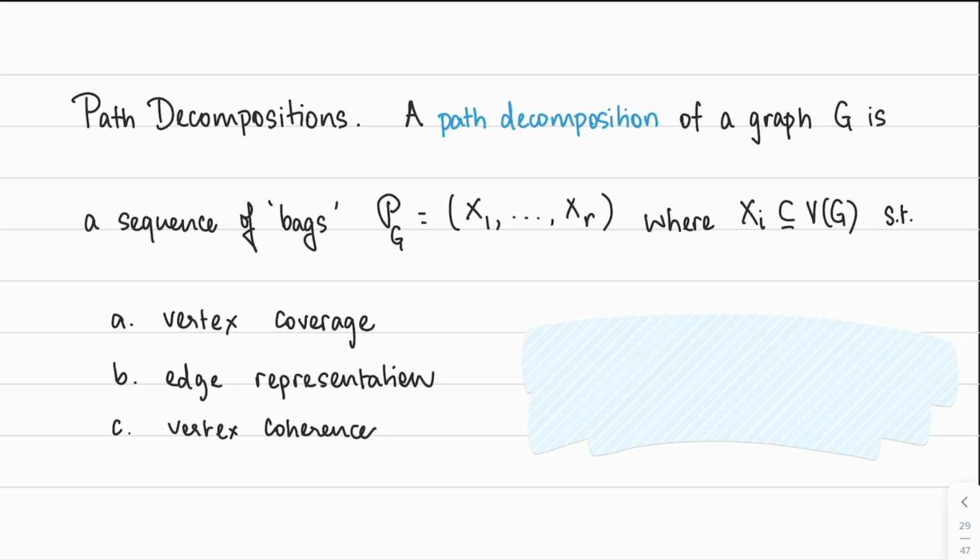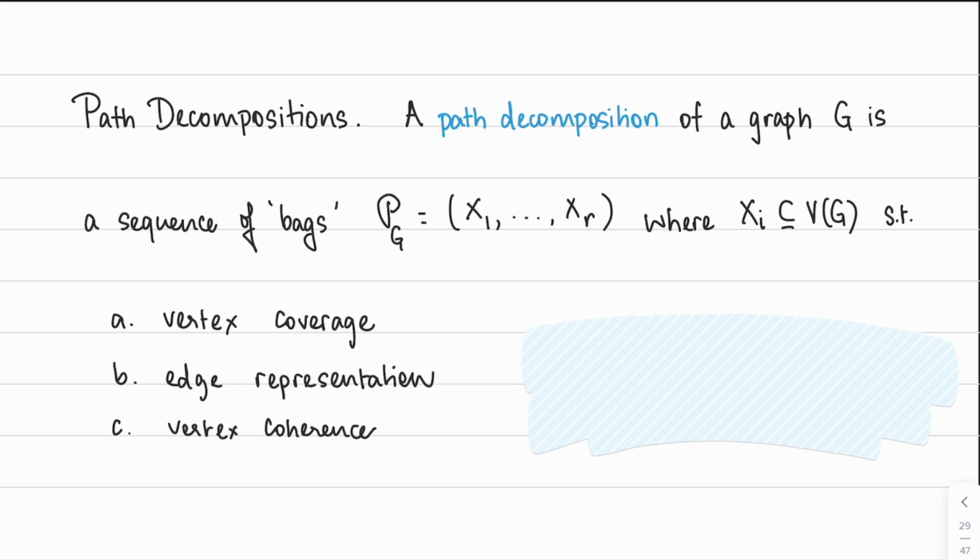The first one is vertex coverage. You want to ensure that the union of all these subsets is the entire vertex set of your graph. The second one was edge representation, where you ensure that for every edge UV in your graph, there is at least some bag in this sequence that contains both of those endpoints U and V. And the third property was vertex coherence, where we said that if you look at all the bags that contain a specific vertex V, then that forms a contiguous subsequence of the given sequence, right?